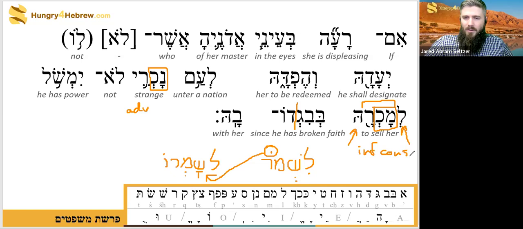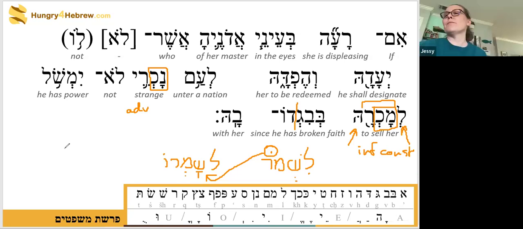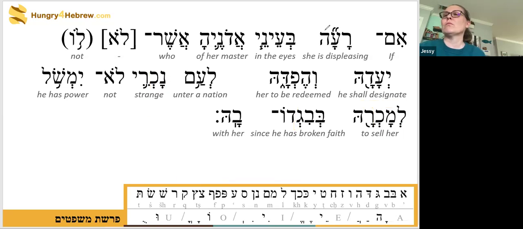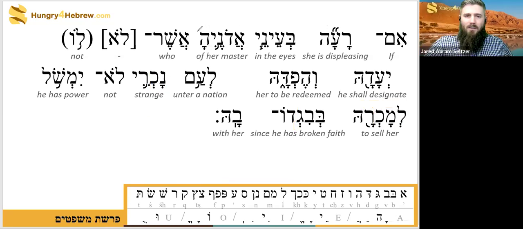Infinitive construct. All right. Im ra'a. Wait, have I read this yet? No, not yet. Let me read first. Im ra'a be'ene adonecha asher lo ya'ada vehefda le'am nochri lo yimshol limchorah bevigdo vah. Wow. This is actually another example of an infinitive construct. There's a b at the front, and there's an o at the end.